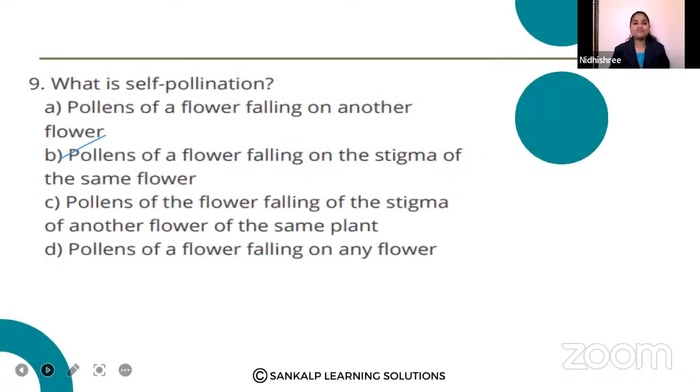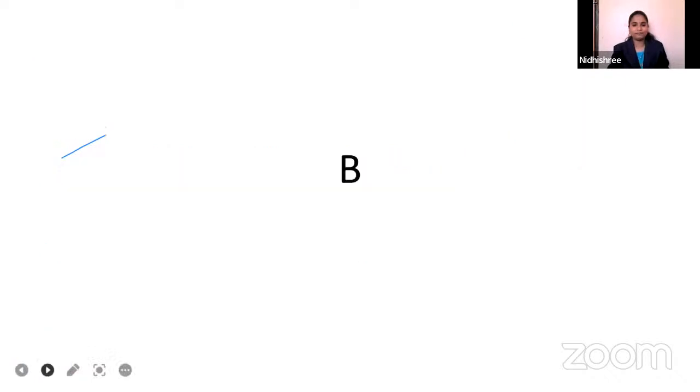Good. What is self-pollination? In the options you are given the definition of self-pollination. You have to select the correct one. Option A, pollens of a flower falling on another flower. B, pollens of flower falling on the stigma of the same flower. C, pollens of the flower falling on the stigma of another flower of the same plant. D, pollens of a flower falling on any flower. Good. The right answer is option B, that is pollens of a flower falling on the stigma of the same flower. It is called self-pollination.